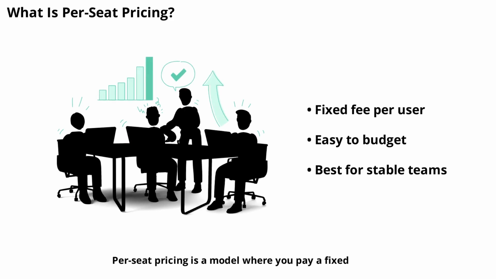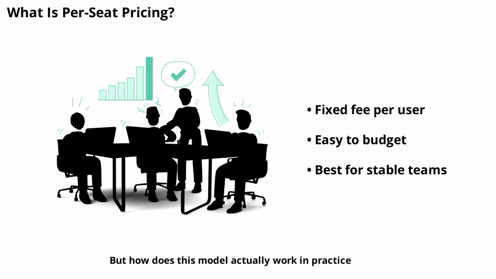Per-seat pricing is a model where you pay a fixed fee for each user who accesses the warehouse management software. For example, if you have 10 employees who need to use the system, you'll pay for 10 seats. This approach is straightforward and predictable, making it easy to budget for software expenses. It's especially common in industries where the number of users remains relatively stable over time.